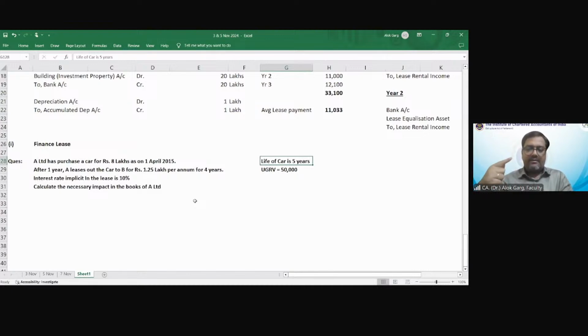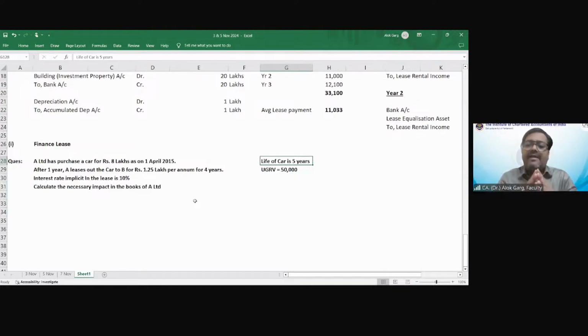After 1 year, when A Limited decided to lease out this car, what is the remaining life of the car? 4 years. And for how many years this company A Limited wants to lease out? 4 years. It means for the remaining part of the economic life, for remaining entire economic life, the lessor is leasing out this asset. It means lessor is substantially transferring the risk and reward of this asset at the end of the first year. So what happens at the end of the first year when lessor decided to lease out this asset? It becomes a finance lease.